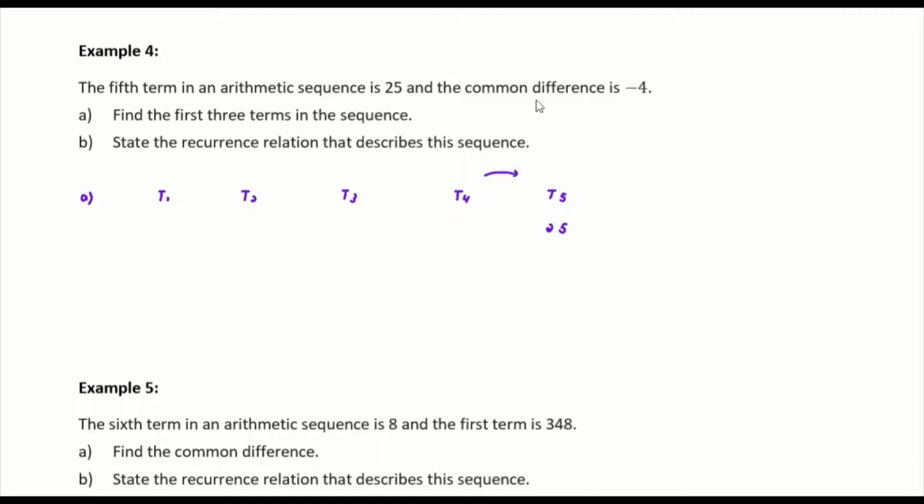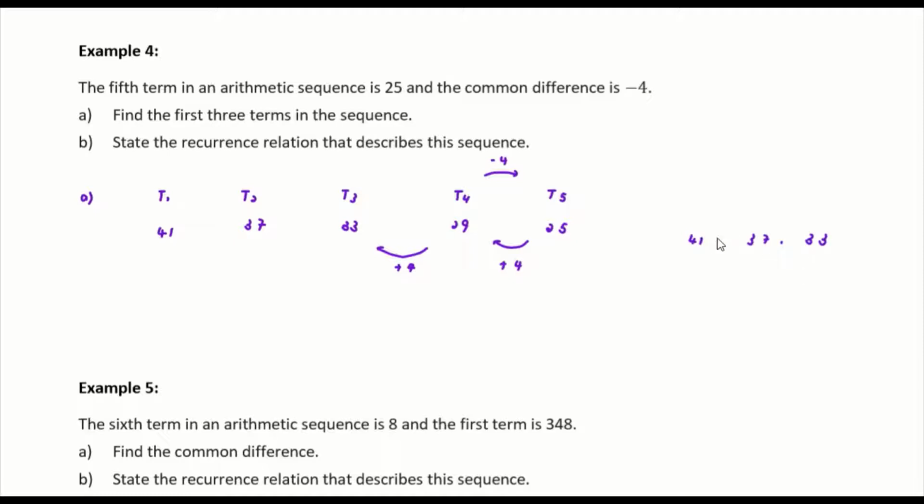Okay, so if the fifth term is 25, how do you get your next term? It's by the common difference, which is negative 4, right? So imagine how you can get back the previous number. Then you need to do the reverse process, right? So that's why plus 4. So we have the number 29. Then the same thing, we plus 4 to get the third term. So we have 33, plus another 4, so 37, plus another 4, then it will be 41. Okay, so this is how we get our first 3 terms, which is going to be 41, 37, and 33.